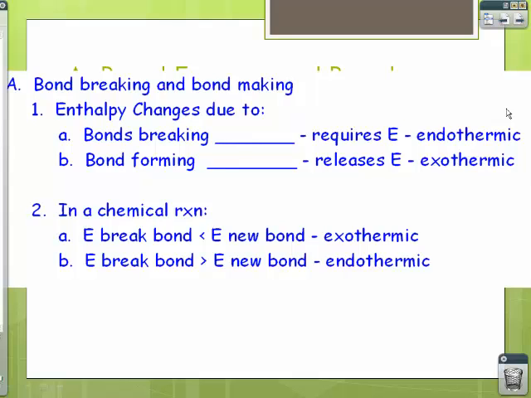So if a reaction is exothermic, that means the new bonds are greater than the old bonds, and you get a negative number. If the old bonds are greater than the new bonds, you get an endothermic reaction.